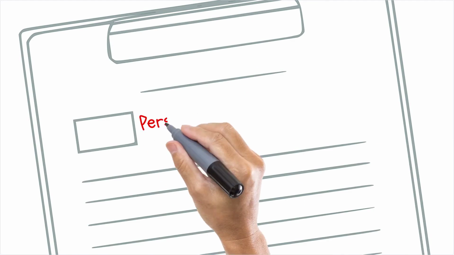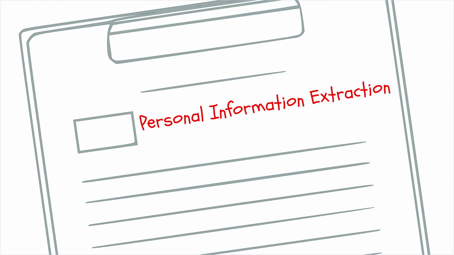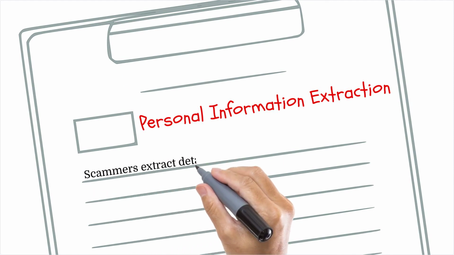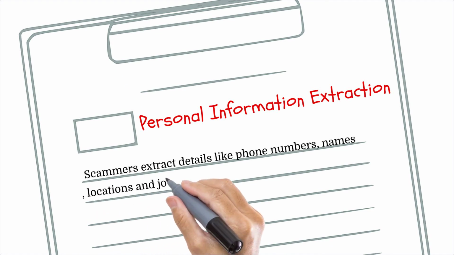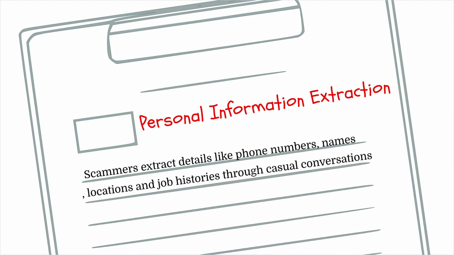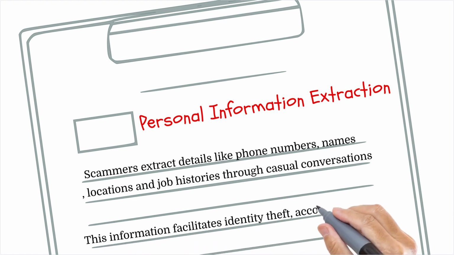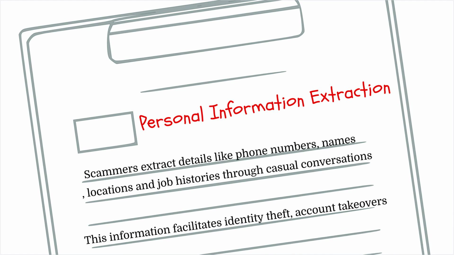Okay. Personal information extraction. Scammers extract details like phone numbers, names, locations, and job histories through casual conversations. For example, as I said, somebody on an online dating app, like in the romance scam, will say, "Hey, where do you live? What's your social media account?" The social media account is very important. I'll get back to this. And, "What field do you work in?" Once they get all these main details, then they can move on to extract more details about yourself.